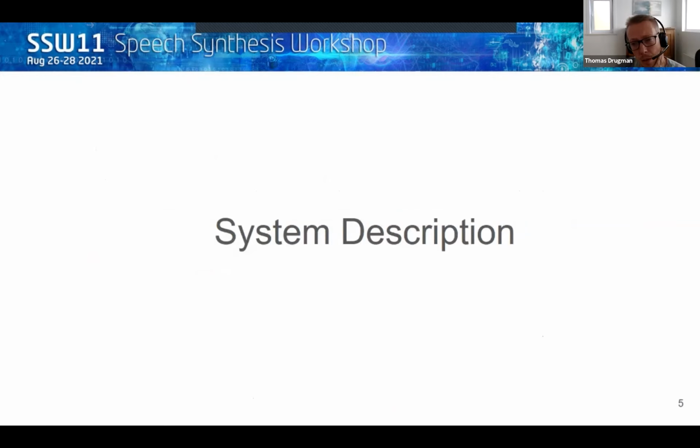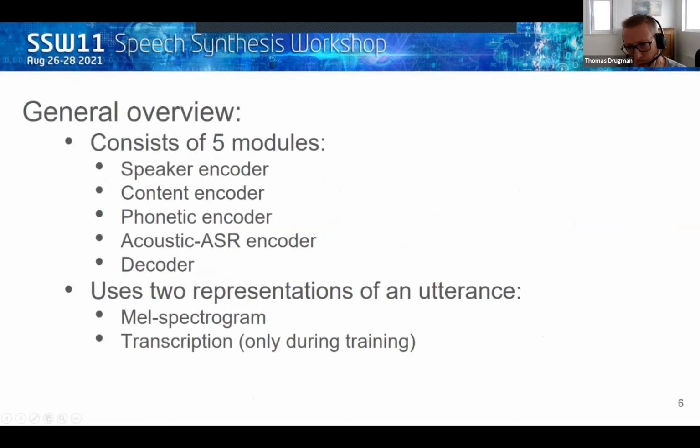So the system itself consists of 5 modules. We have 4 types of encoder: a speaker encoder, a content encoder, a phonetic encoder, and an acoustic ASR, so automatic speech recognition, encoder. 4 encoders, which are then fed into one single decoder. We use 2 types of representation of a given utterance, the mel spectrograms extracted from the audio, and during training, we also use the phonetic transcription of the utterance.